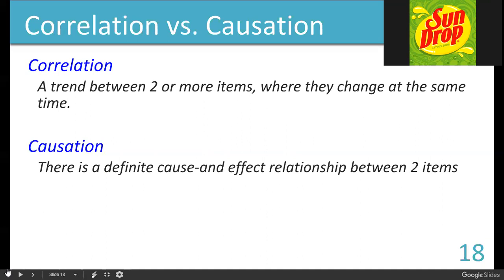Correlation. Matthew and Haley both walked in the door of the class at about the same time today. Does that mean that they rode together? Does that mean that they're living in the same neighborhood, riding the same car? No. I mean, there is the cause and effect of, well, you know, class is starting. Just because two things happen at the same time doesn't mean that they're related, doesn't mean that there's a cause and effect thing.